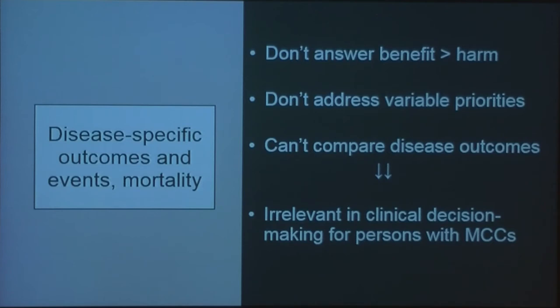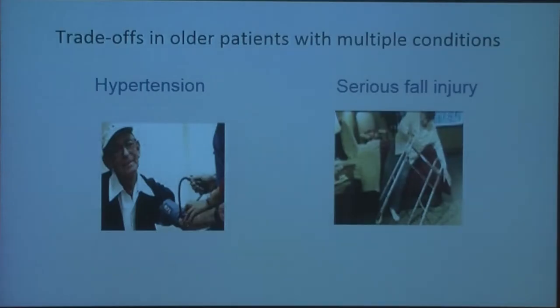So I will start by saying that disease-specific outcomes are irrelevant in clinical decision-making for persons with multiple chronic conditions, and I hope I get some pushback on that. So I'll give you an example. There's always a trade-off between conditions.